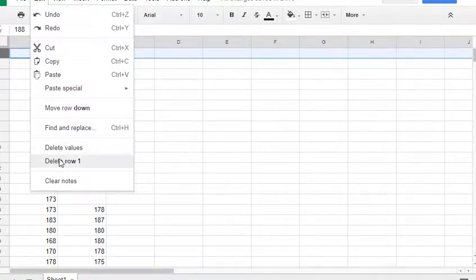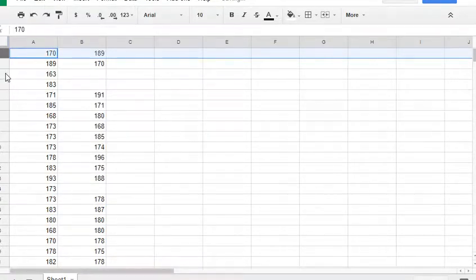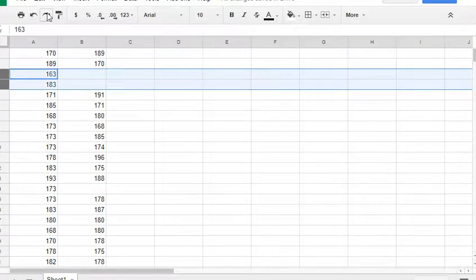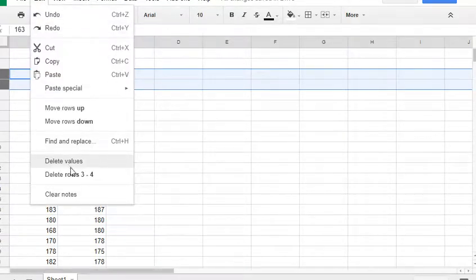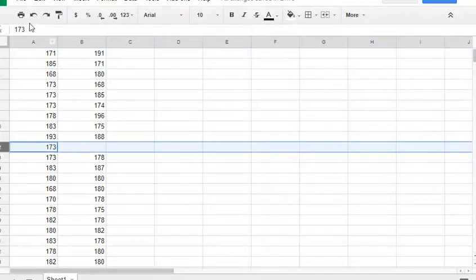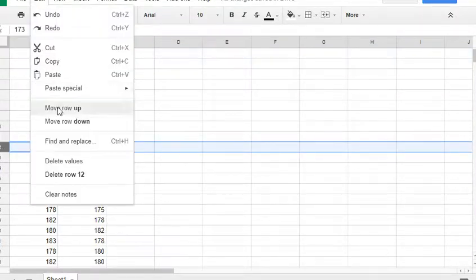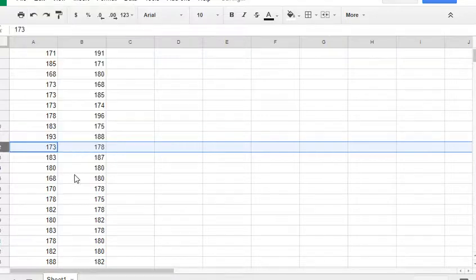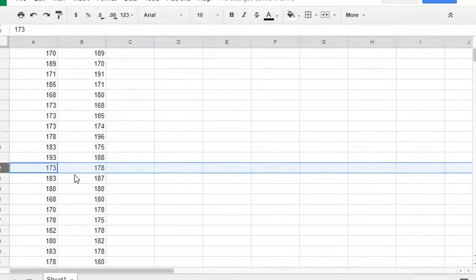So delete row 1. And then after that, I'm going to delete a couple more rows. Delete rows 3 and 4. I think there's one other place. Yeah, down here, we're going to delete that row. So what I'm giving myself then is a nice clean data set, a data set that has all X and Y values, presidential height and his opponent's height.